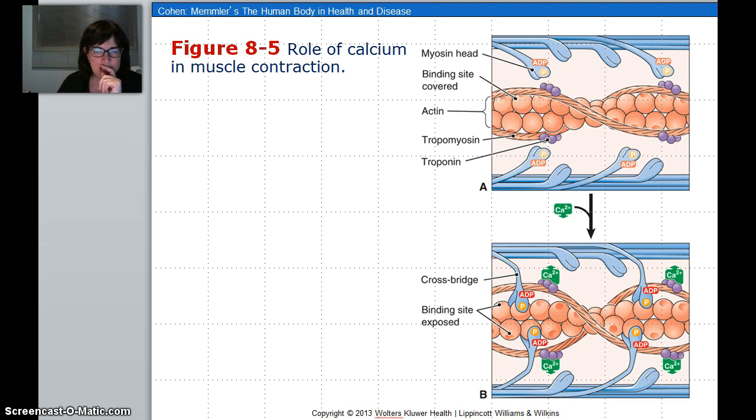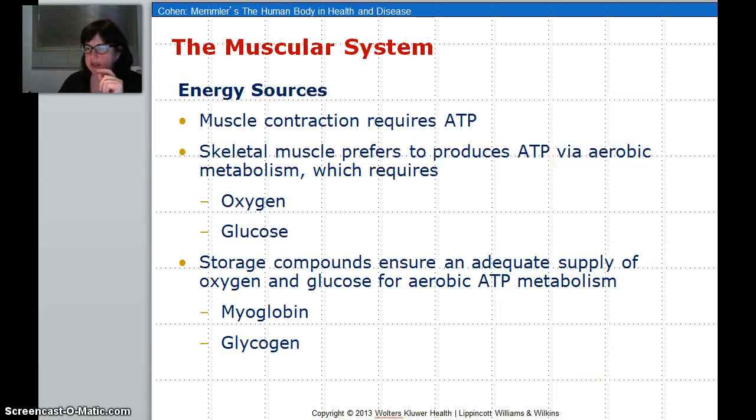Okay? When it comes to the muscle system, there is a certain energy. The energy is called ATP, adenosine triphosphate. Skeletal muscles prefer to have aerobic metabolism, and that comes from oxygen and glucose. Now, there is an extra source to absorb oxygen, and this is called myoglobin. It's a way of storing oxygen.